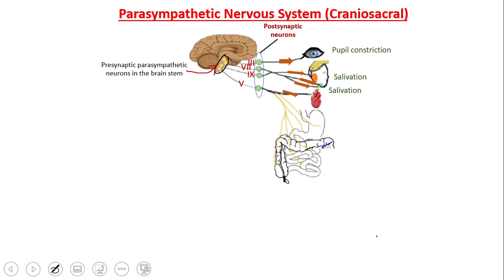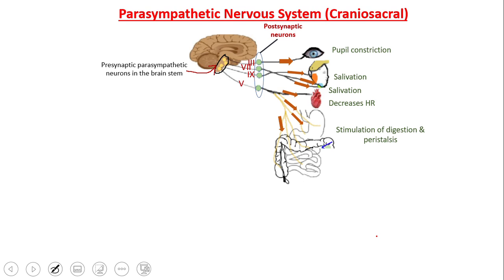Then from cranial nerve number 10, the vagus, which is a major parasympathetic nerve, the signal goes to the heart, so it slows down the heart rate. It goes to the digestive system to help with the digestive processes and peristalsis, which is movement of the food downstream the digestive canal.